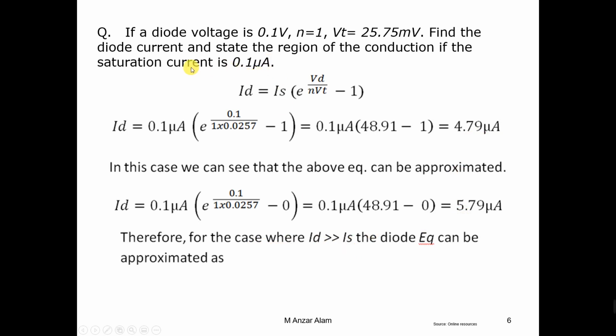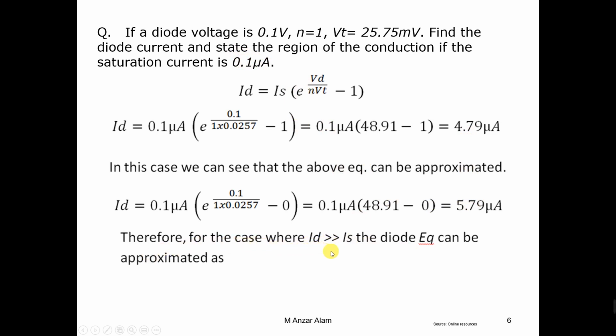Okay, the reverse saturation current, Is, is 0.1 microampere, and the diode current is, yes, maybe 5 or 6 microampere. So as compared to 0.1 microampere, which is 100 nanoampere, this condition is valid here.